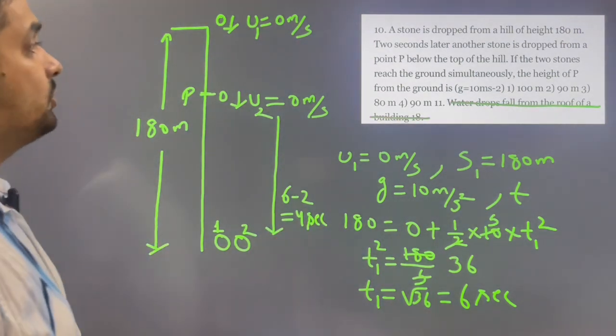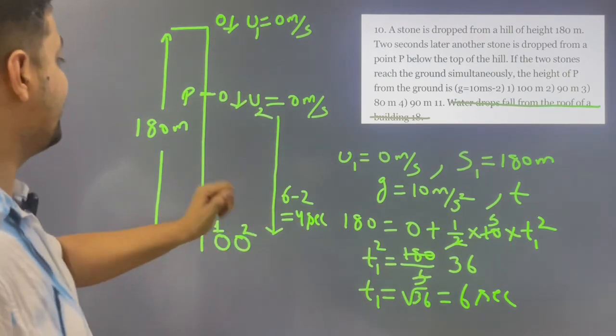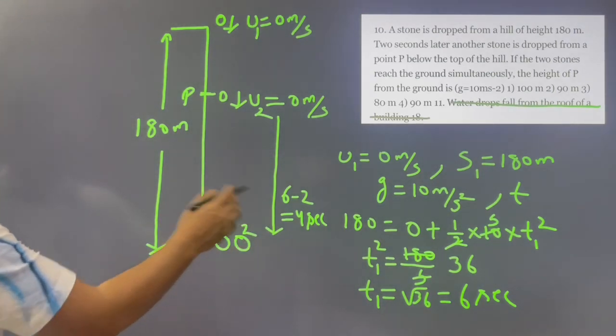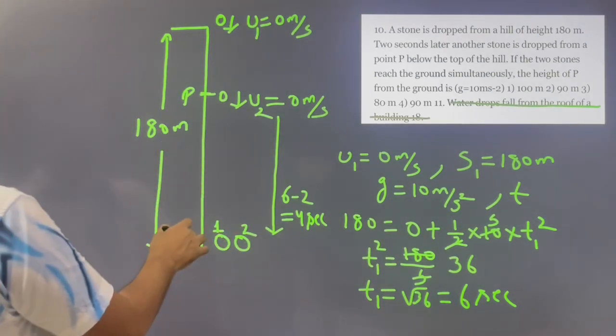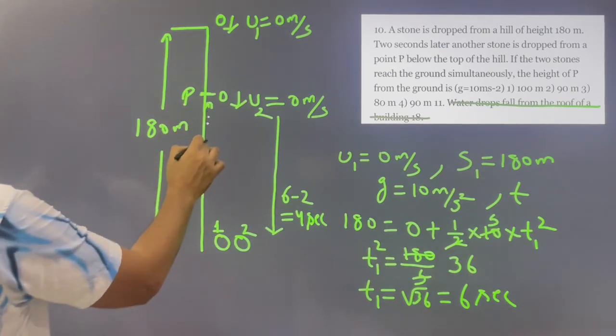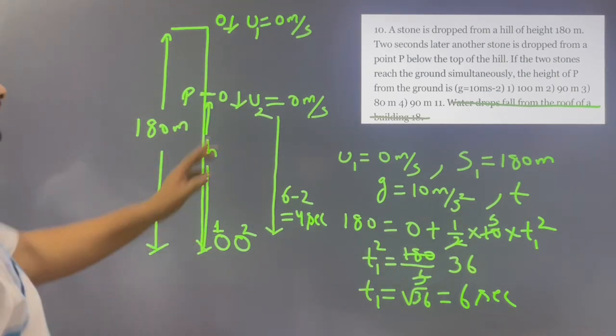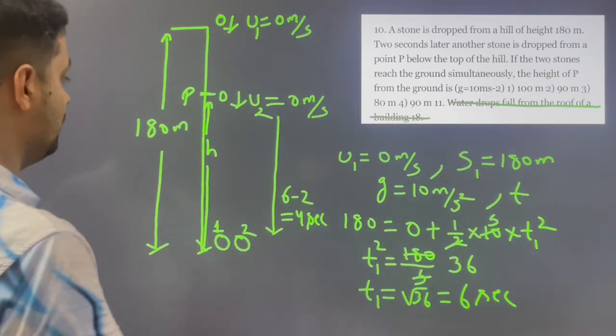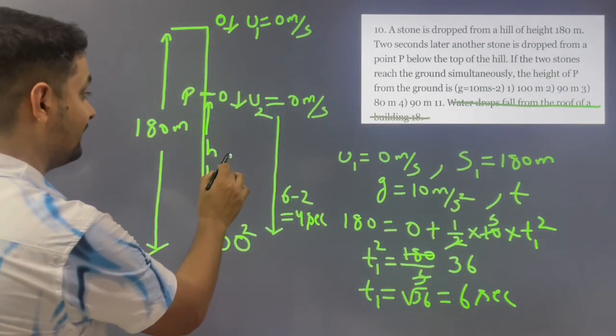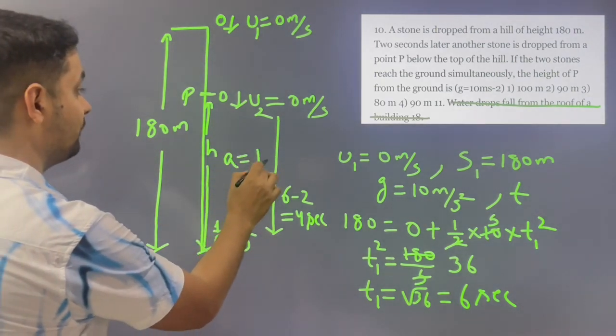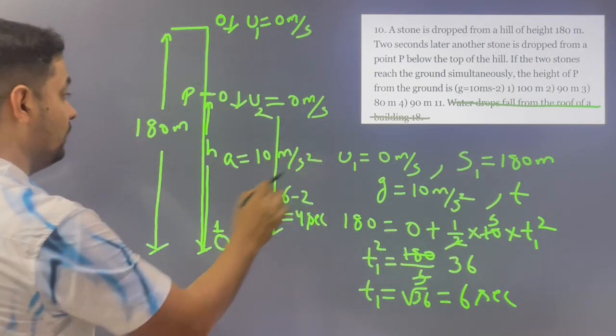Now our objective is to find the height. So in the second case, for the second stone, we know the time, we don't know the displacement, we have to find this height h, correct? Okay, we have to find this h. We know initial speed, so we can find h value. We know acceleration also. Acceleration is 10 meter per second square for this also. Okay, so h is what?